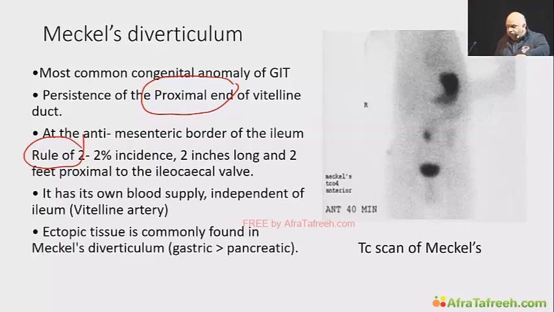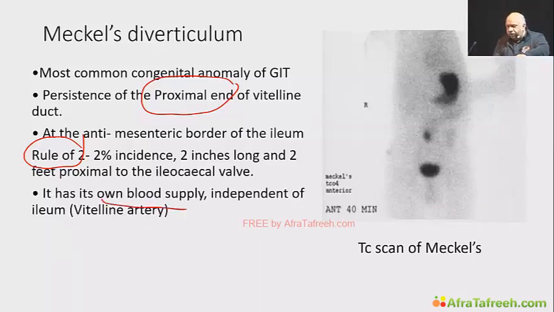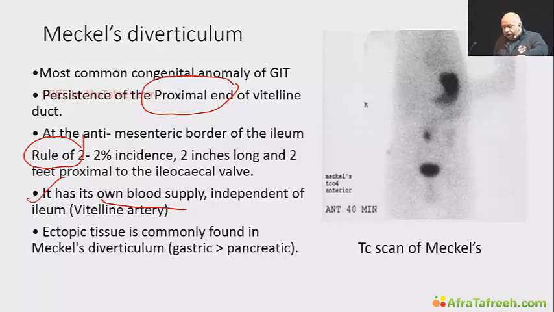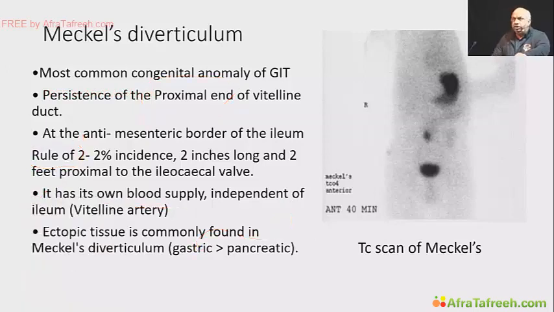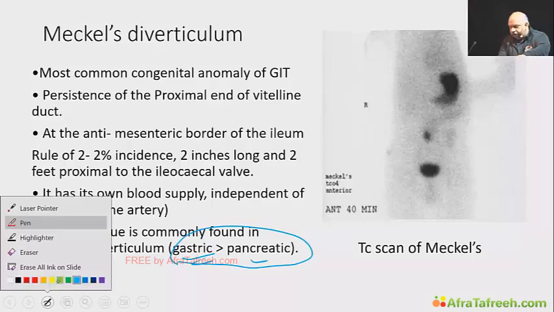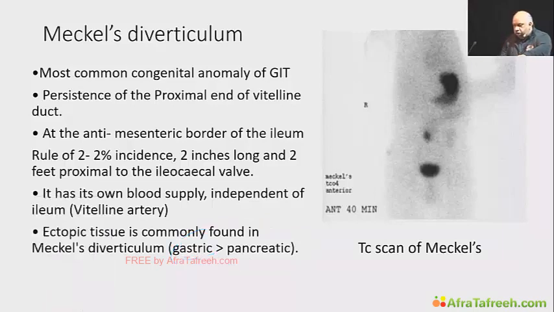And always it has its own separate blood supply. It never takes a branch from the ileal artery. It has a separate vitelline artery which supplies. So it has a separate blood supply. And it very often, 50%, has ectopic gastric tissue. This is an NEET 2022 May question. Which ectopic tissue you get? Gastric and pancreatic. Most common gastric followed by pancreatic. So ectopic tissue is there.